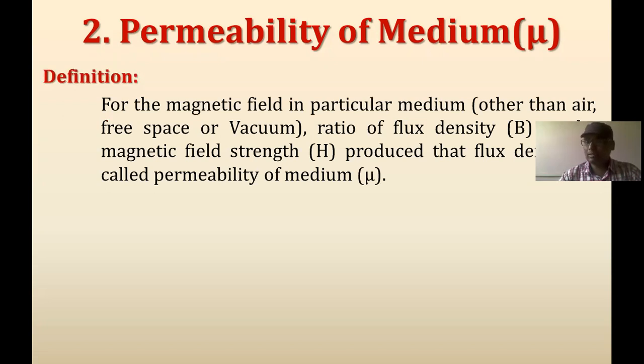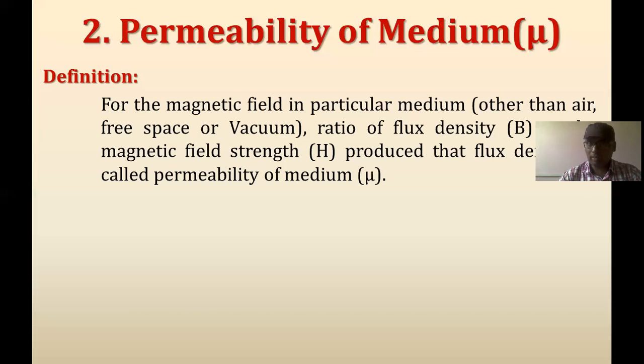Particular medium, what does it mean? Look at what is written in the bracket: other than air, free space or vacuum. Other than these three, the rest of the media we call a medium. The ratio of the flux density to the magnetic field strength that produced that flux density is called the permeability of a medium.